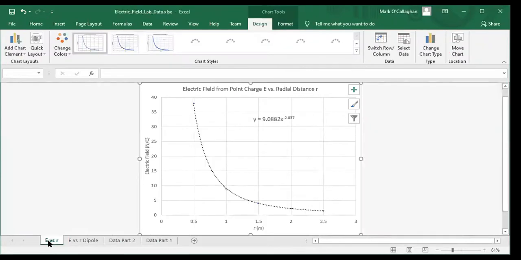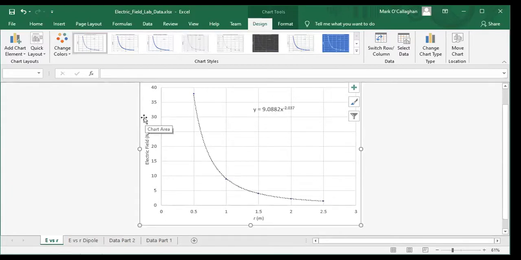That's what I got. I labeled it nicely: electric field versus point charge E at a radial distance. Again, R is in meters. Always give your units. Do not put an axis title or a variable without your units. I've got to know what units you're talking about. R is in meters. Electric field is in newtons per coulomb, or you can put volts per meter. So you see this nice curve.